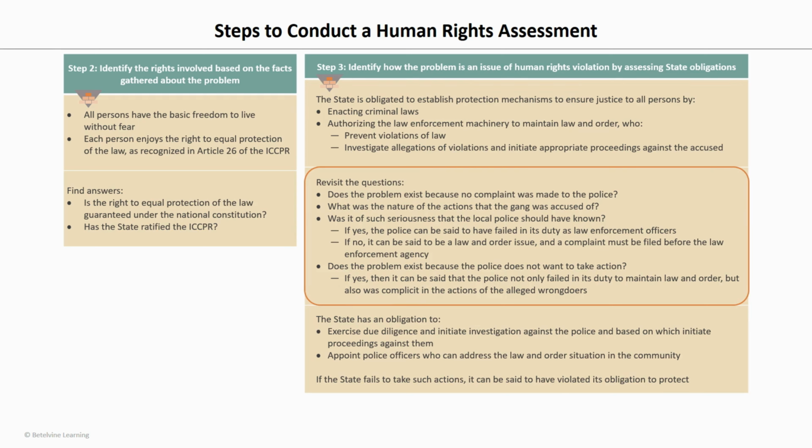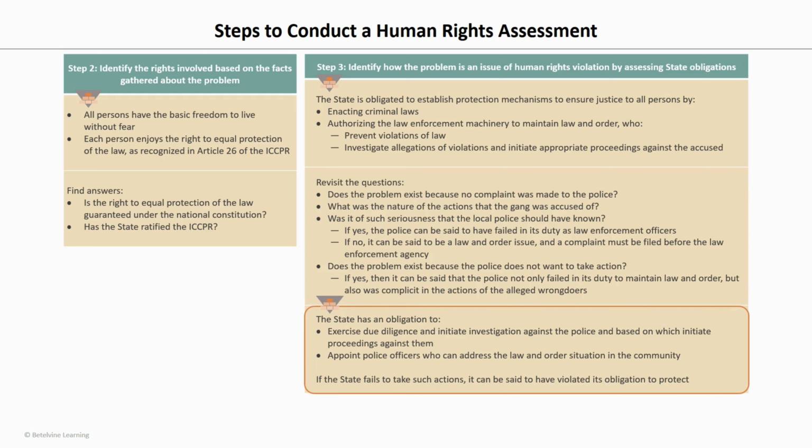If no, then it can be said to be a law and order issue, and the first action must be to file a complaint about the incident before the law enforcement agencies. Does the problem exist because the police does not want to take any action? If yes, then it could be said that the police not only failed in its duty to maintain law and order, but also was complicit in the actions of the alleged wrongdoers.